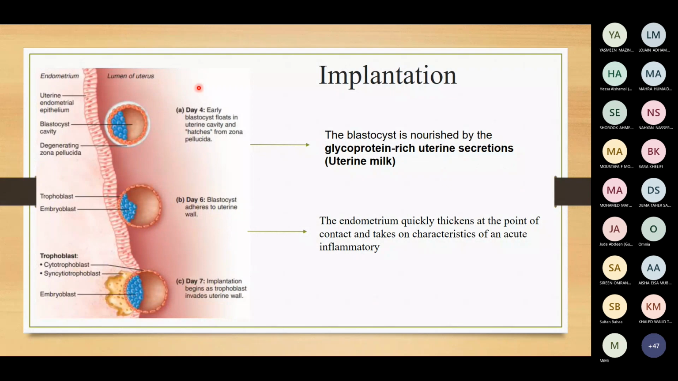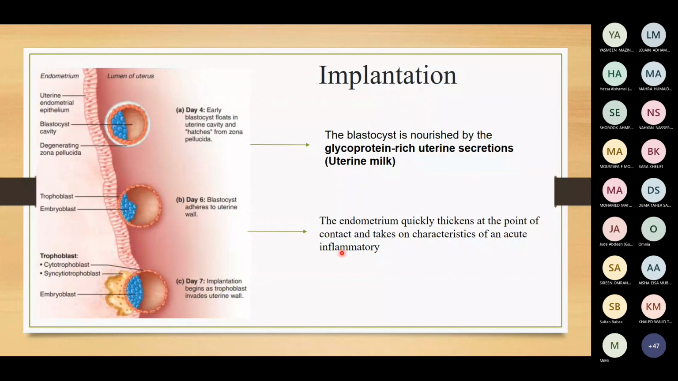Now, throughout this entire journey, as the zygote has been moving, the blastocyst has been nourished by uterine secretions. We said that the uterus has a lot of fluids, a lot of secretions, and they're rich in glycoproteins, and they basically nourish the blastocyst and give it its nutrients. And you might get a question like this. It might say uterine milk as an option. It's the same thing, uterine milk or uterine secretions.